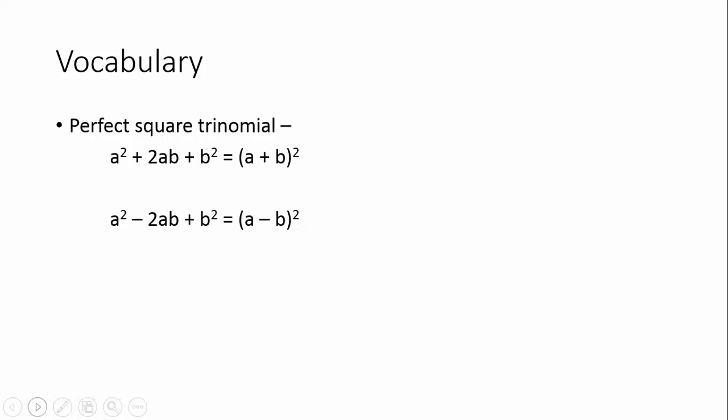A perfect square trinomial is a trinomial that's going to be factored into two identical parentheses. So we have a squared plus 2ab plus b squared. All this means is that the first number is a perfect square, the back term is a perfect square, and the middle term is 2 times a times b. It can be factored then into two identical parentheses, a plus b times a plus b. And remember that that's what a plus b squared is.